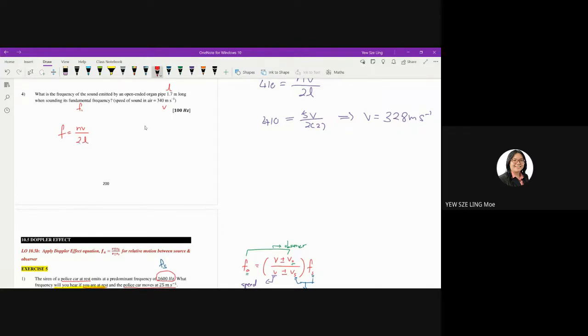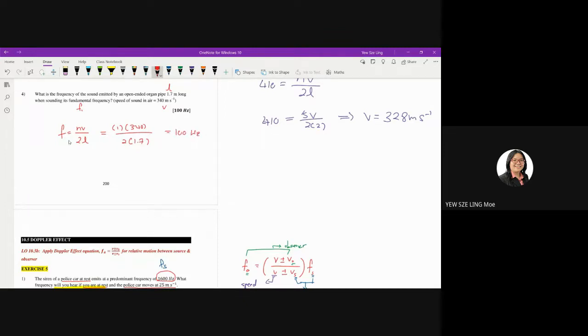Now, do we have an L? Yes, we have L, we have V, and we know this is a fundamental frequency. Therefore, it is straight away equal to 1 times 340 divided by 2 times 1.7. Straight away, you obtain the answer already. So this is a very straightforward question, which is then equal to 100 hertz.